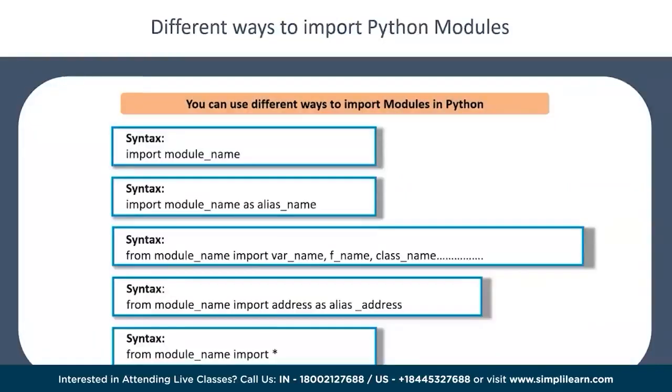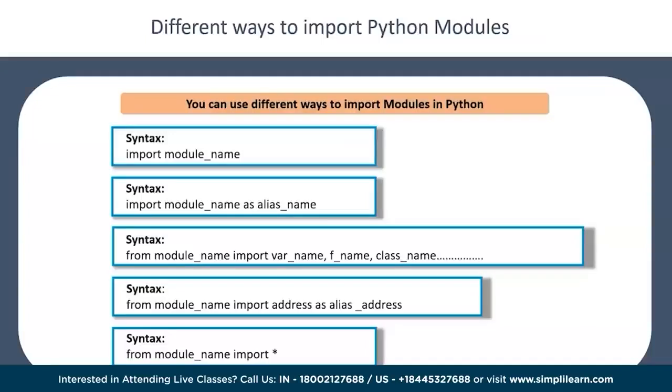Now, what are the different ways? There are 5 different ways you can import modules. You can just say import module name, and all the classes and functions within that module will get imported. You can give an alias, which makes it simple, and you can refer to that alias throughout your code. If you don't want to import all the functions and classes, you can import just the specific functions and classes by giving their names.